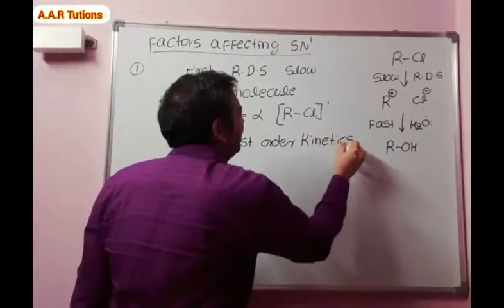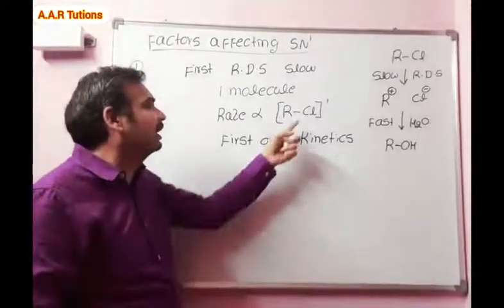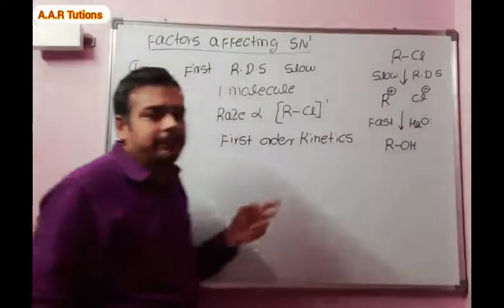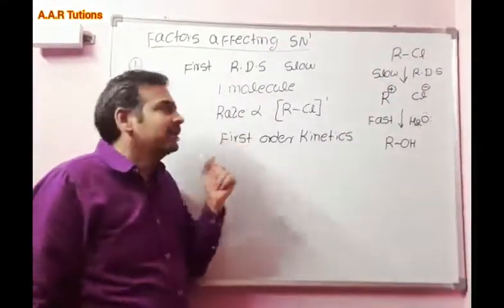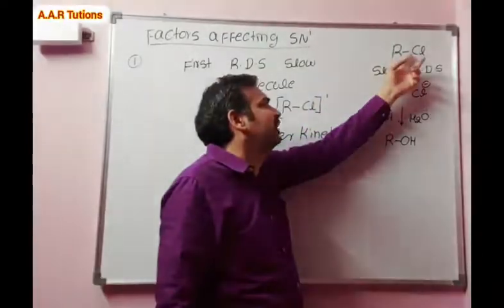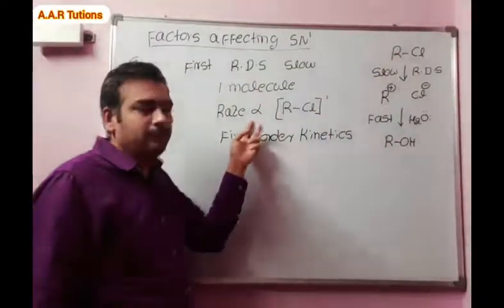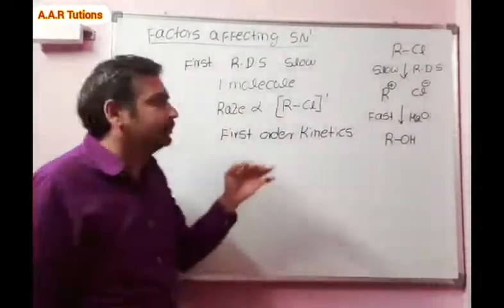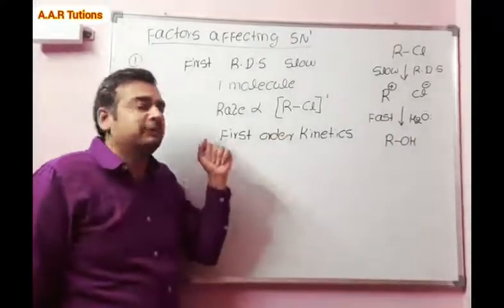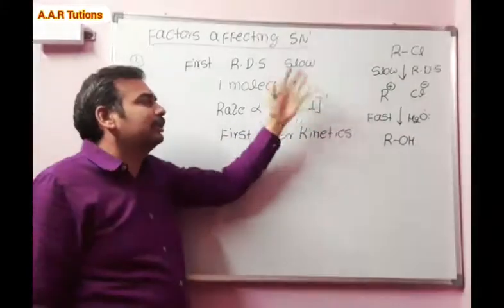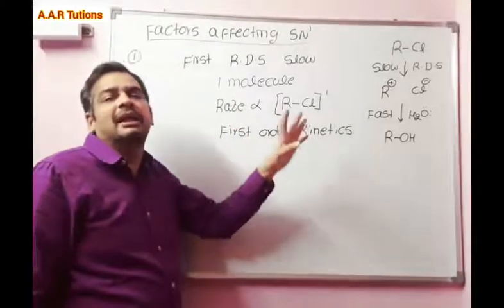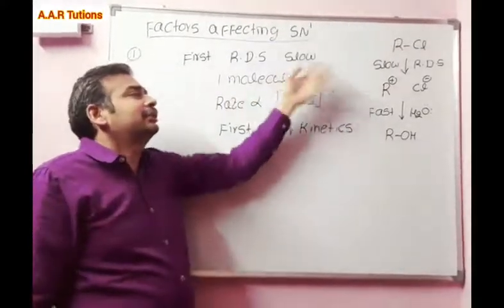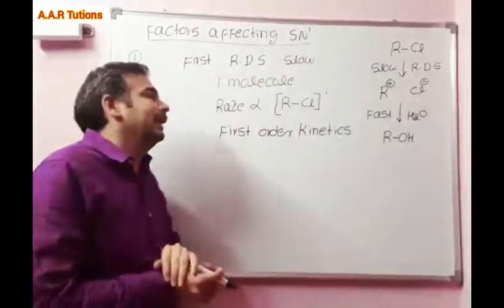Rate is directly proportional to concentration of alkyl halide. If you increase the concentration of alkyl halide, rate will increase. Suppose you double the concentration of alkyl halide, rate will double. If you increase it 10 times, rate will increase 10 times. Why? Because the first step is the rate determining step.